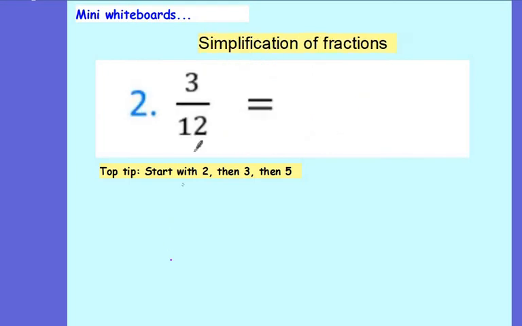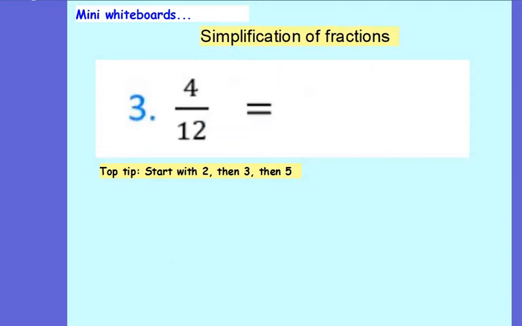Light blue books, can you simplify 3/12 for me? Pause the video, have a little think. Right, this time we can't divide top and bottom by 2 because 2 doesn't go into 3. But we can divide top and bottom by 3. And if I do that, I get 1 over 4. And that's the end. There's no longer a number that goes into both 1 and 4, so we're finished.